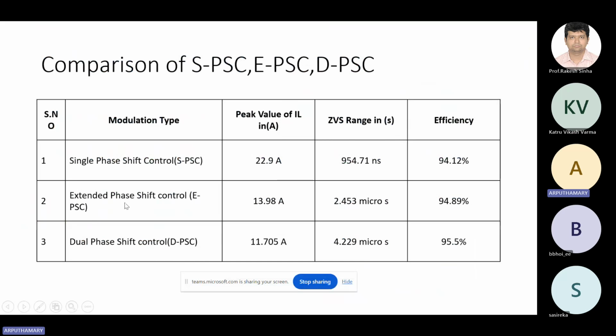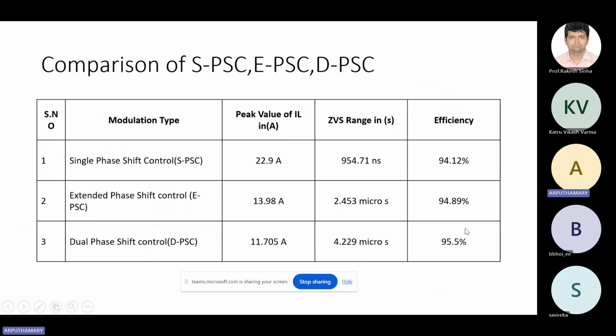Then similarly for extended phase shift, the peak value is quite reduced. Similarly, the ZPS is measured. The efficiency I have calculated is 94.89%. Finally, I have simulated with the help of dual phase shift control. So the inductor current values gradually decrease. So this will improve the overall efficiency of the converter.